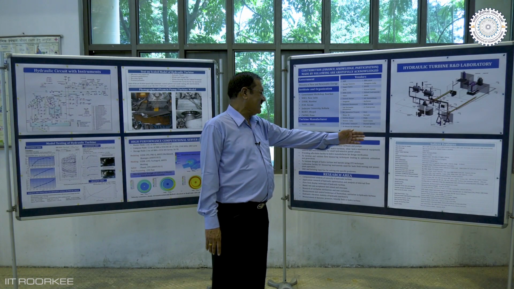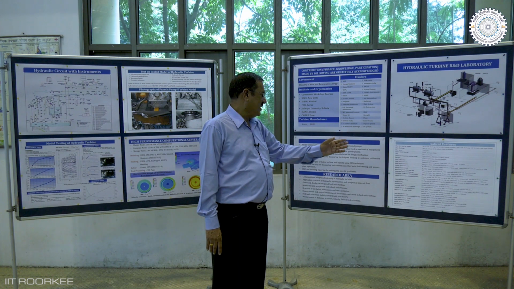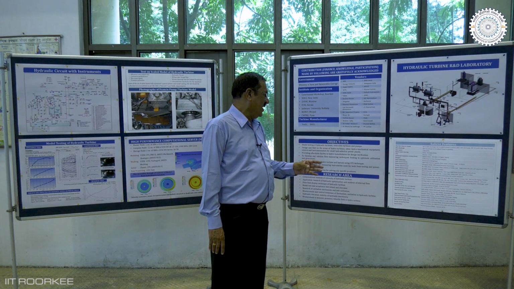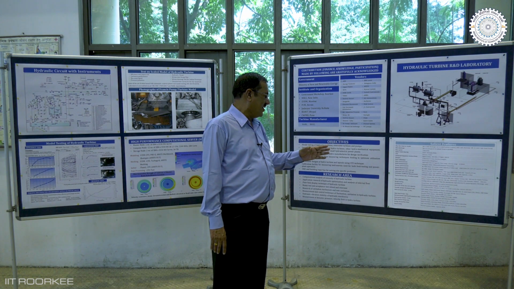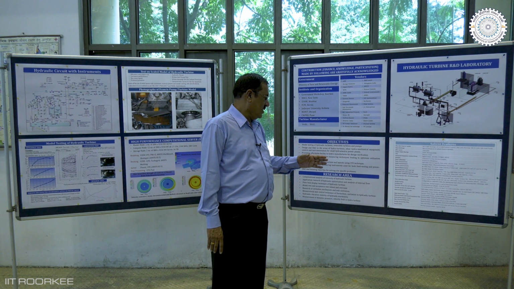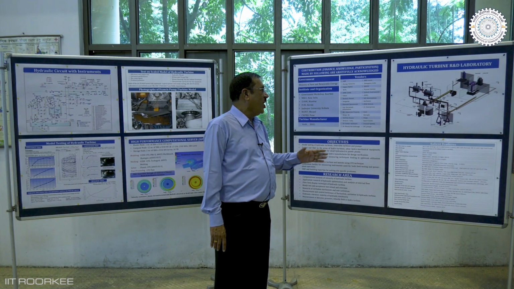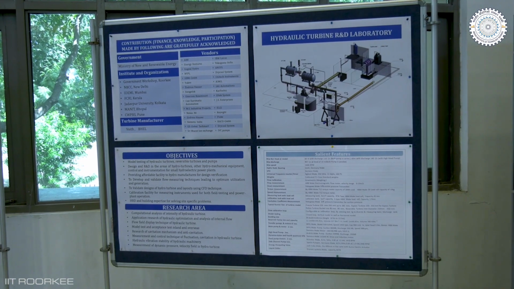The salient features of the laboratory are the maximum head is 60 meters, the maximum discharge is 907 liters per second, the capacity of the dynamometer is 132 kilowatt, and the maximum speed is 1600 RPM. These are driven by two motors which are basically 160 kilowatt each and driven by VFD motors. On the extreme top corner, we can see the 3D view of the laboratory.